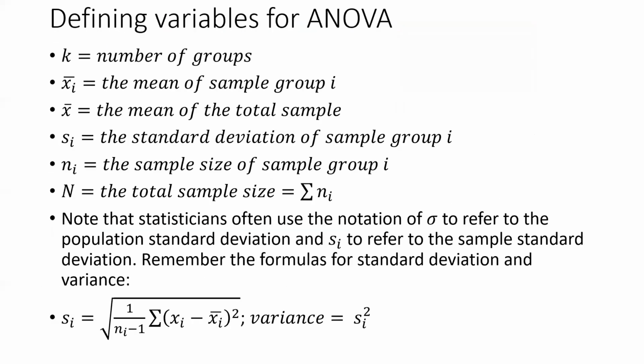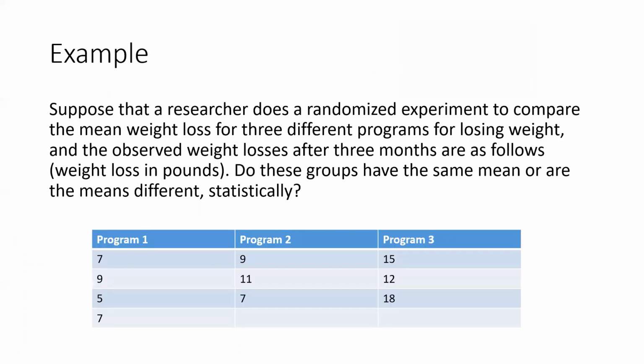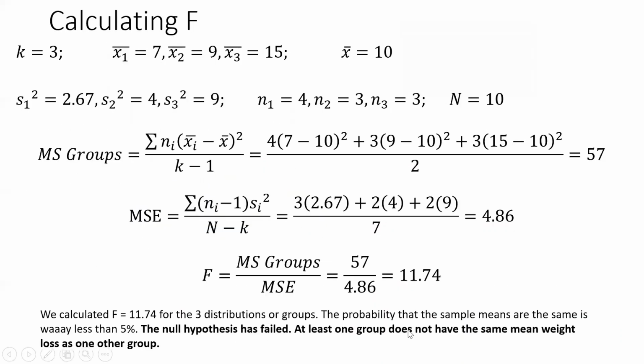Okay, so that's a lot bigger than 3. Our F value is way over here, off the screen. So that means the probability that the sample means are the same is way less than 5%. The null hypothesis has definitely failed, and at least one group here does not have the same mean weight loss as one other group. They do not have the same means for this example.